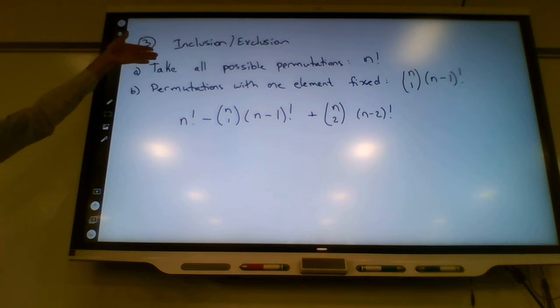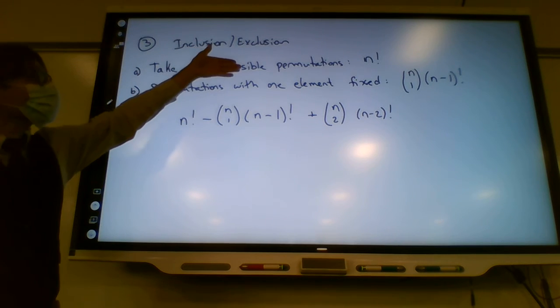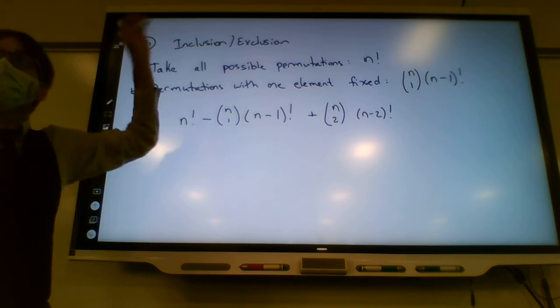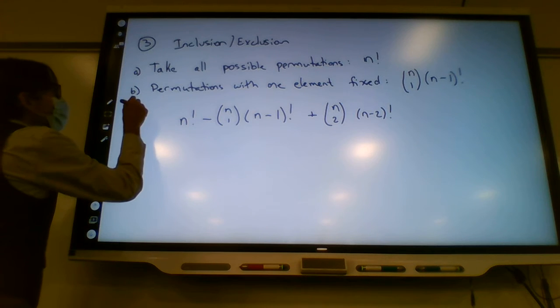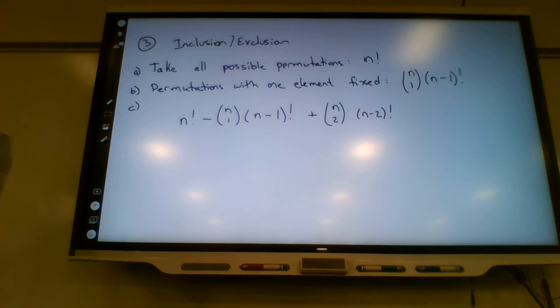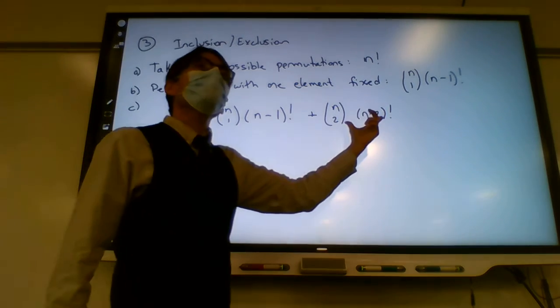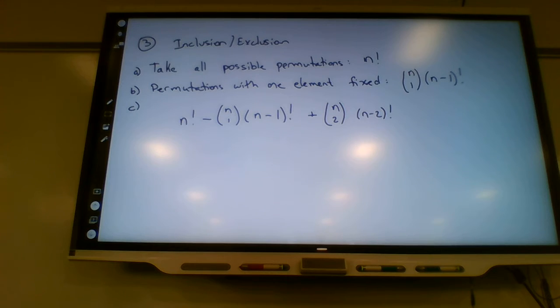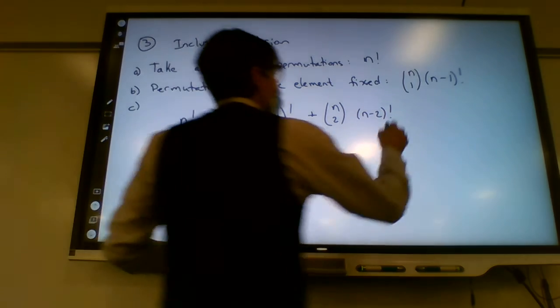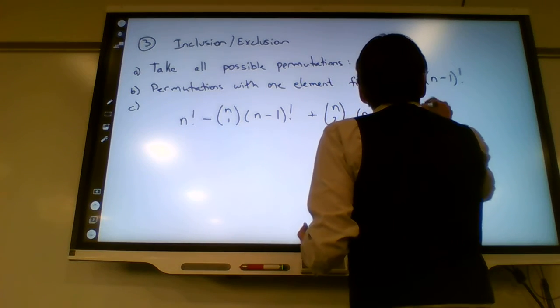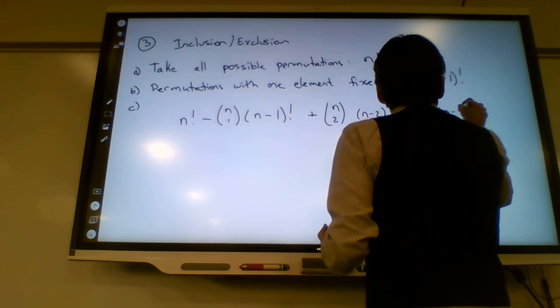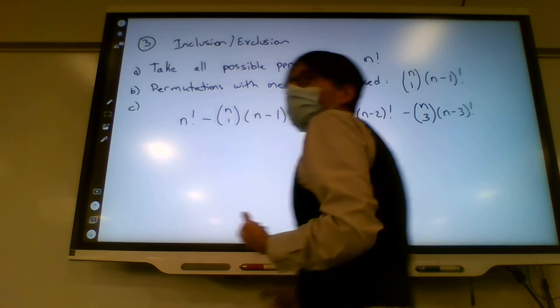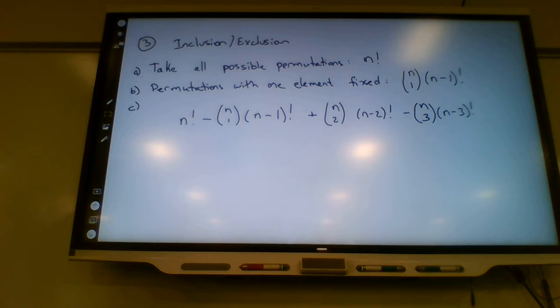So with A, we looked at all possible permutations. With B, we're looking at the one element being fixed. C was two elements, and then we'll go on and on, the three elements, four elements. When we add those back in, we added too many things back in. So we're going to have to subtract the situation where three things are all in the right spot.